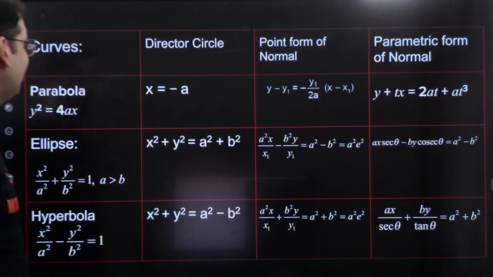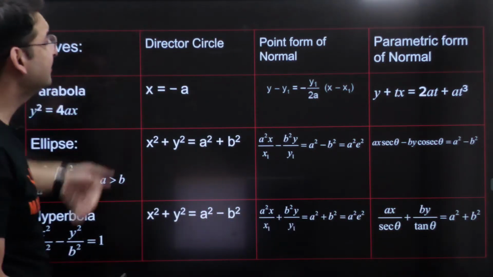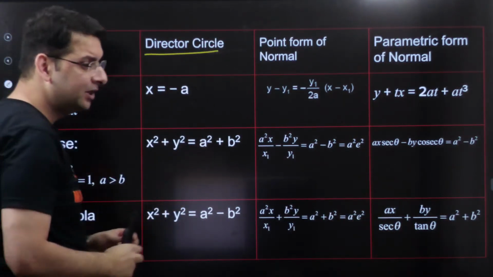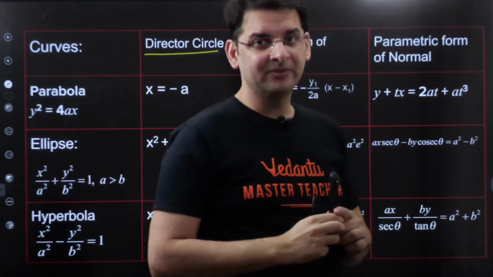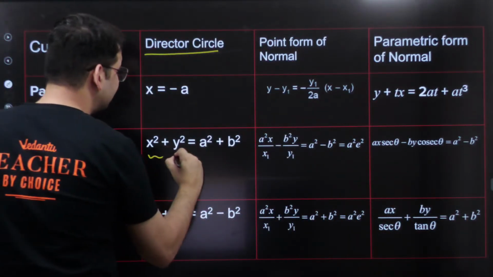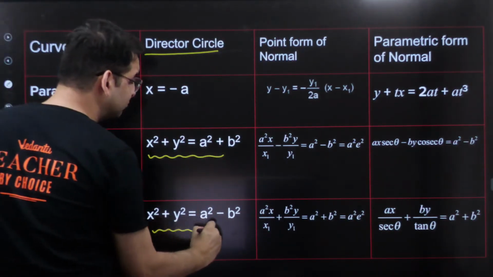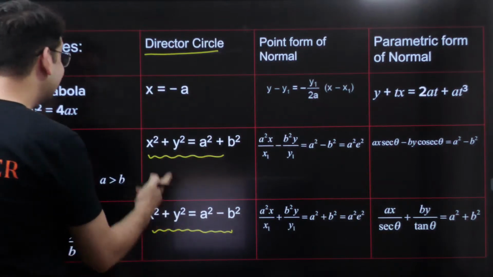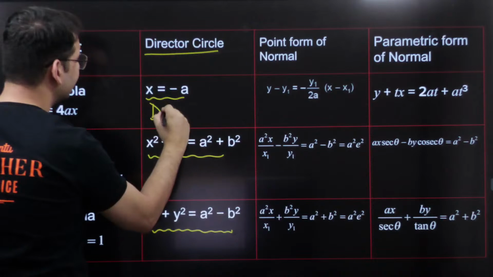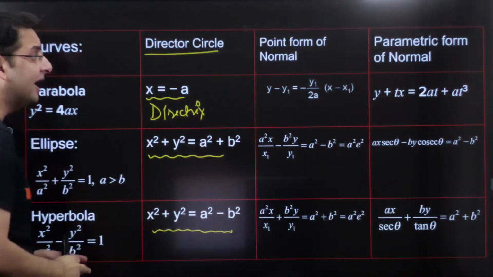All right. Now, the next is same for parabolas, director circle. So what does director circle mean? Director circle is a circle from which two perpendicular tangents can be drawn, right? So in case of ellipse, the director circle is x square plus y square is equal to a square plus b square. In case of hyperbola, the director circle is x square plus y square is equal to a square minus b square. And in case of parabola, the director circle is actually a line, which is directrix.